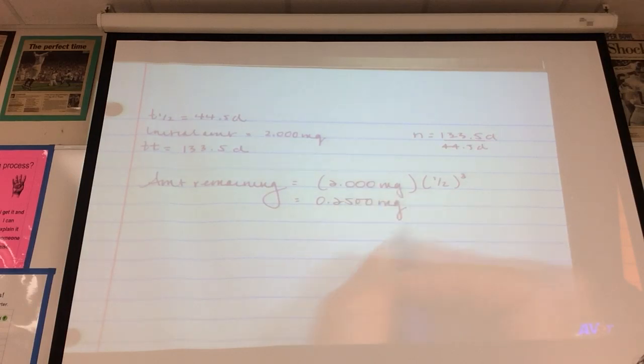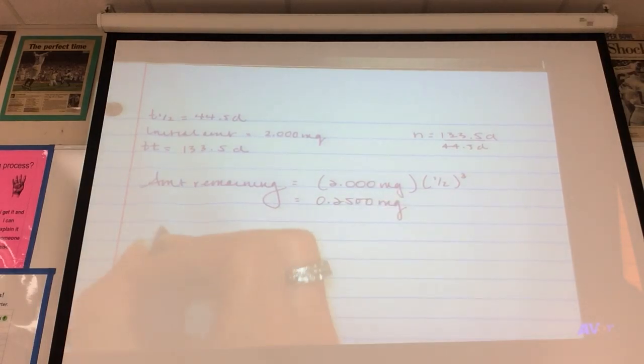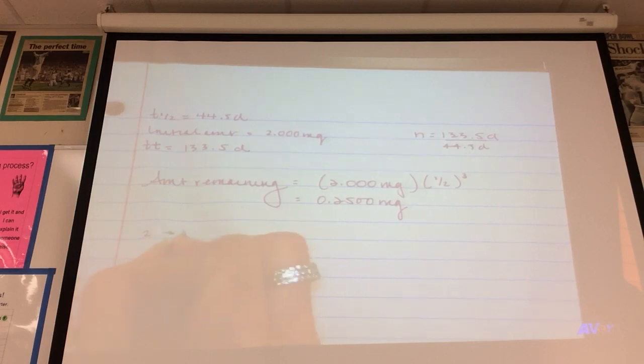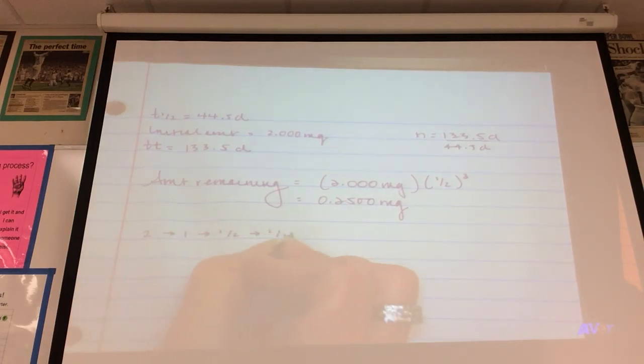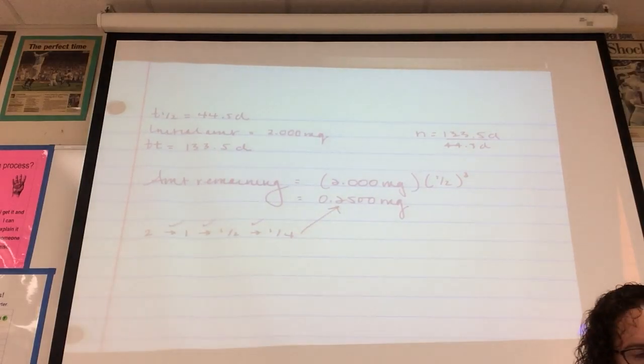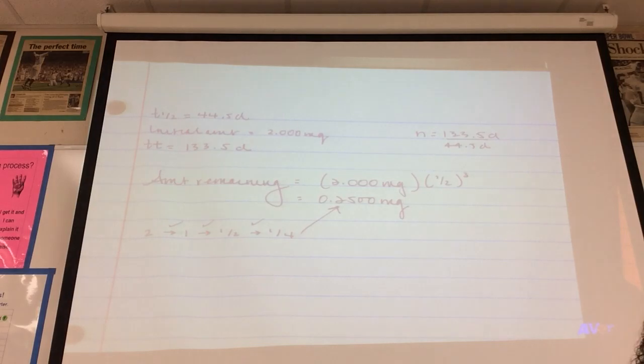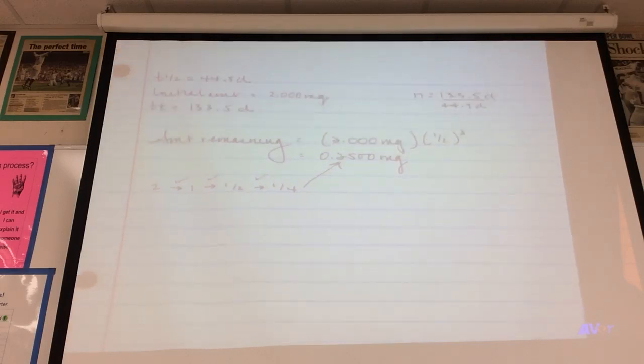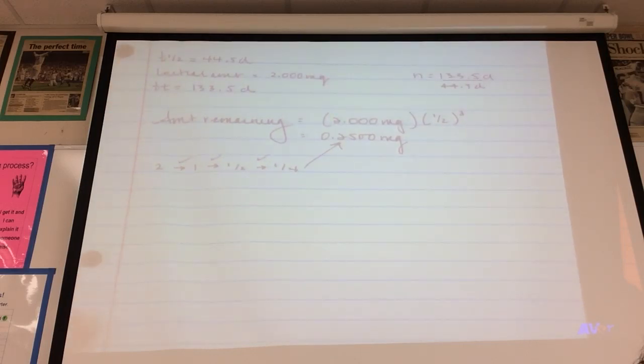Maintain your sig figs based on what was given. If you don't like that method, you can chop it in half each step of the way, and you'll get the same answer. You have 1, 2, 3 half-lives that have been undergone. That's the N. So you can do it either way. It doesn't matter. They're both very simple. And that might be a question on your quiz.